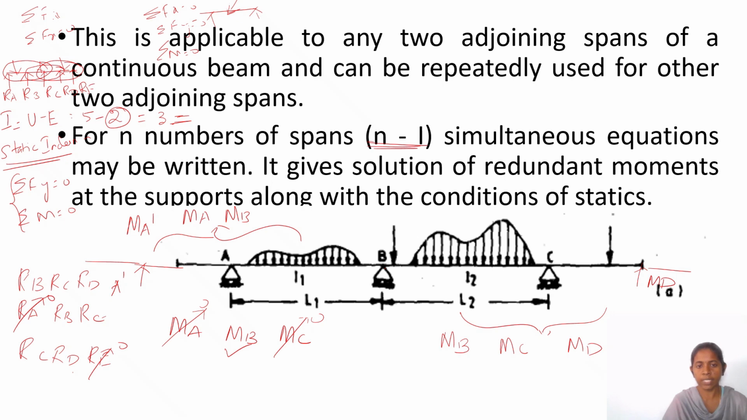So in our examples, the major problems will consider only 2 spans. Very simple problems are only given to the students in examination. Anyhow, you have to understand that if there is a number of spans, you can form n-1 equations and you can easily solve the simultaneous equations. Already you have studied in mathematics how to solve simultaneous equations. So you can apply that concept to solve the number of unknowns by applying the boundary conditions.